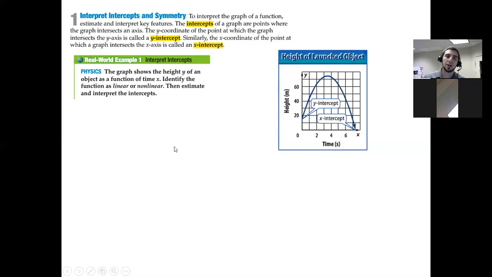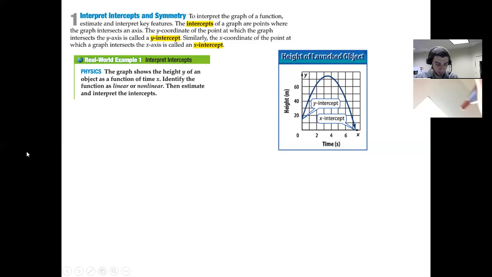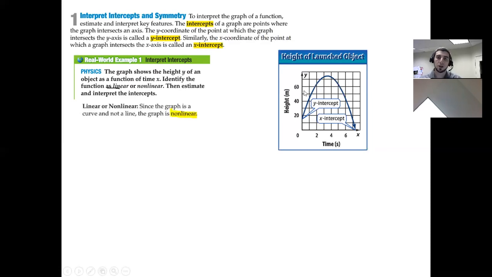All right, so identify the function as linear or nonlinear, then estimate and interpret the intercepts. So let's show you something about the word linear and nonlinear. If you see the word linear, I know the word ear is in there, but also the word line. So a graph that is linear is a graph of a line. A graph that is nonlinear is a graph that is not a line. So this graph is obviously not a line because it has some curvature to it. So it is nonlinear.